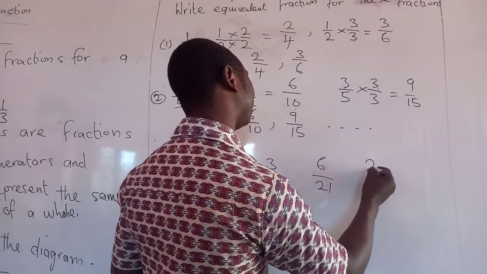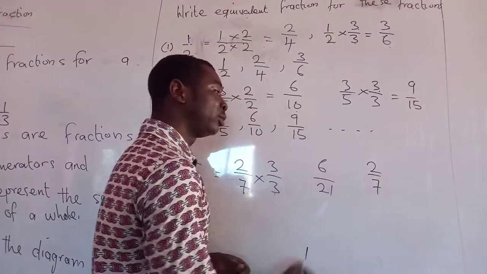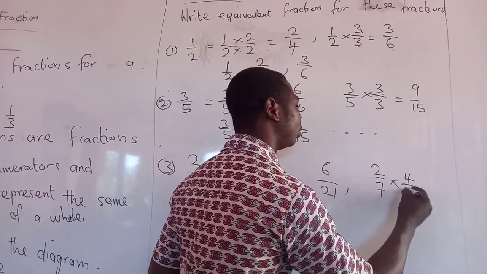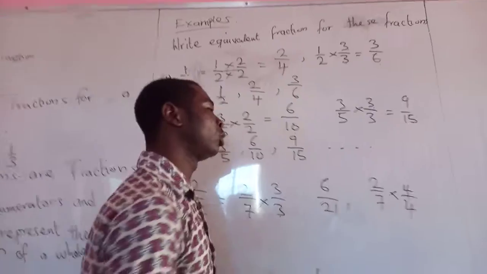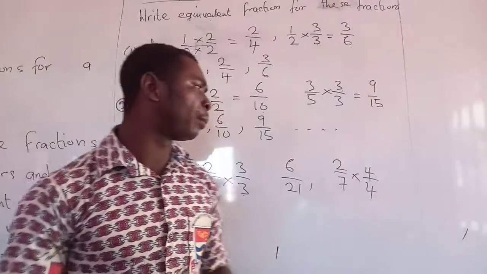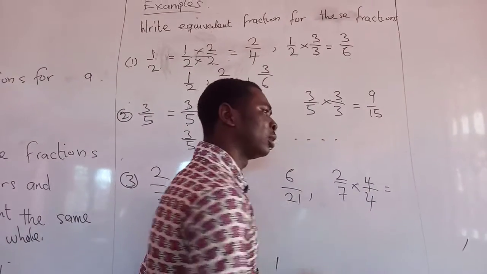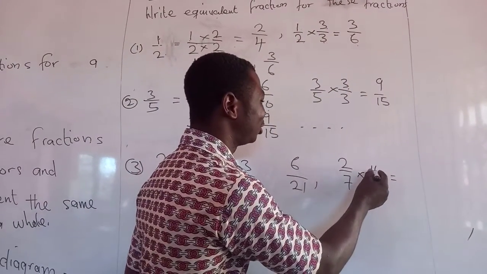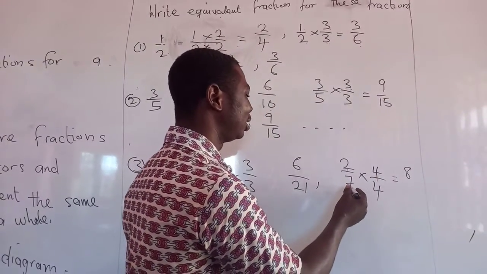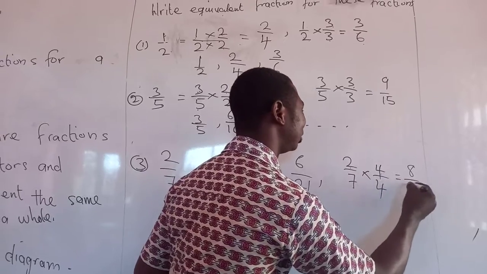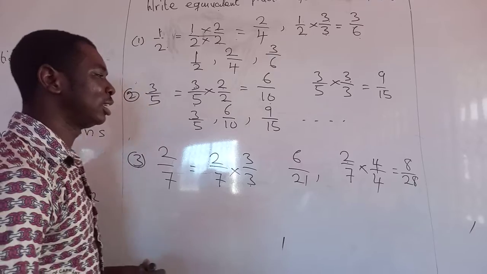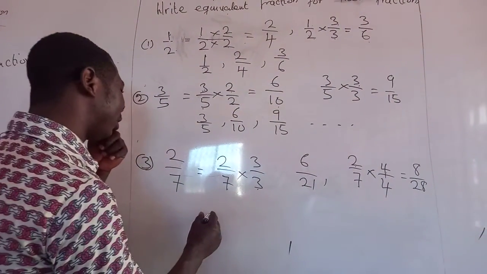You can continue. The same fraction, 2 out of 7, let's say by 4. So we are multiplying 4 to the numerator and then the denominator. Let's quickly do it because we have more time. So 2 times 4 will give us 8. And then 7 times 4 will give us 28.